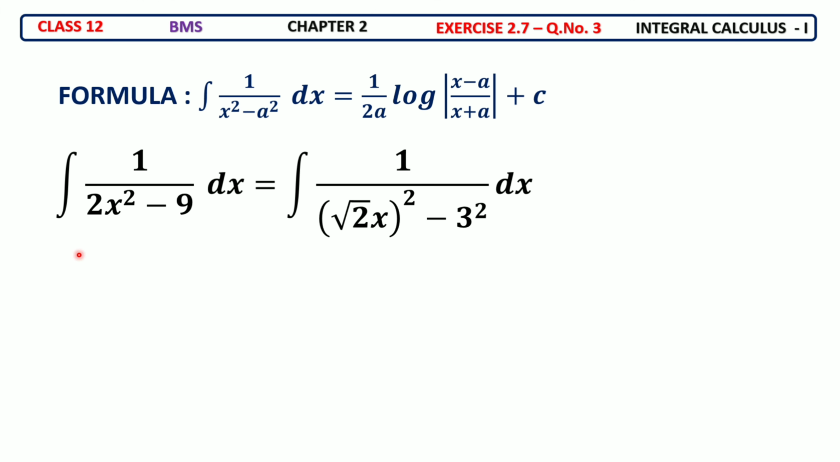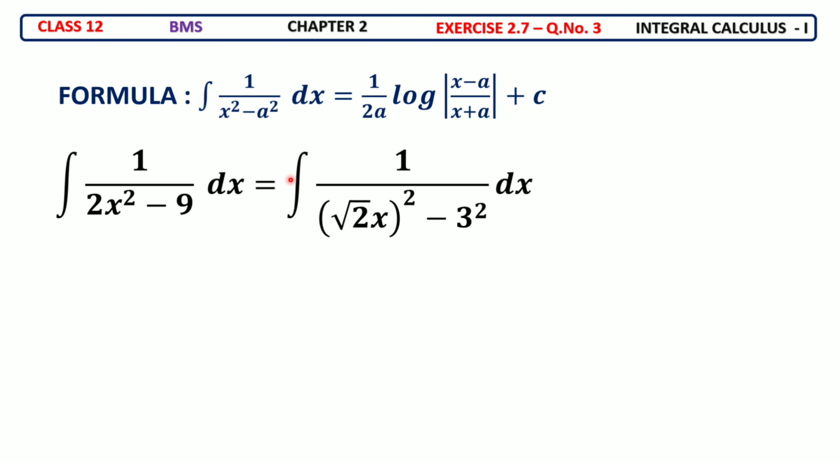The given function can be written using this idea, that is, the denominator. Look at the denominator x square minus a square. This function also can be written in the form of x square minus a square. Here 2x square can be written as a whole square: root 2x whole square, because when you square, root 2 square is 2, x square. So 2x square can be written as root 2x whole square minus 9. 9 is a square, what is the square? 3 square is 9. So the function can be written in the form of the formula pattern.